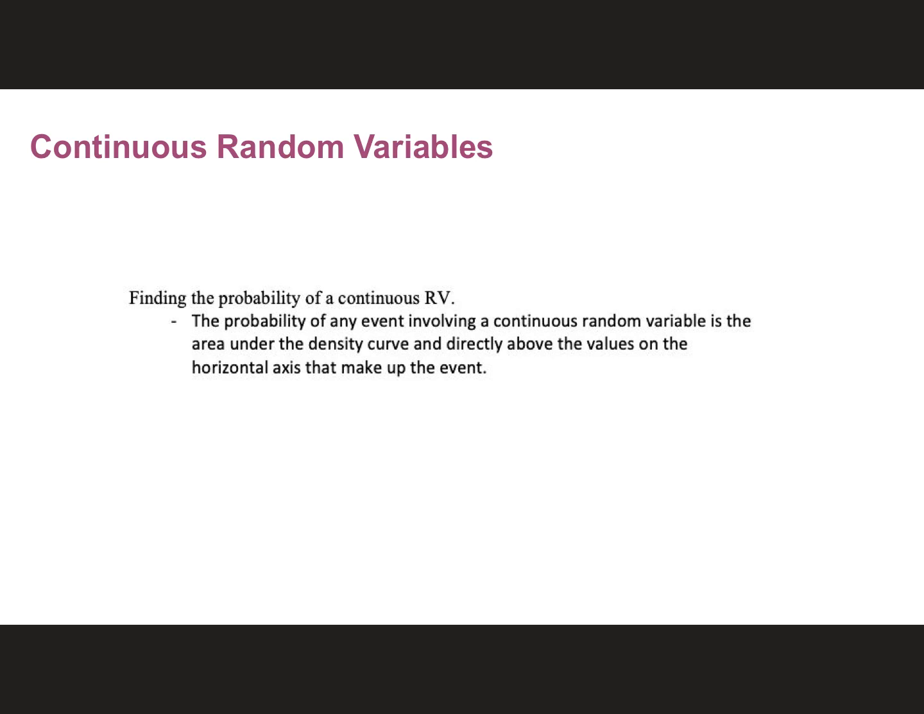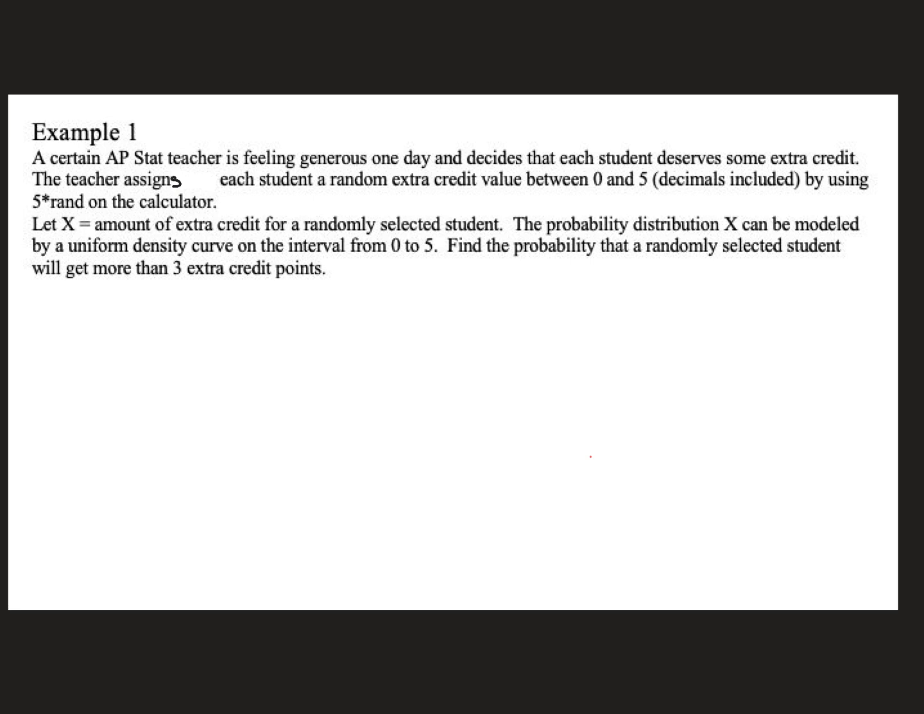In this lesson, we're going to find the probability of continuous random variables using density curves. I want to remind you that the area beneath the density curve is equal to 1. Let's look at an example.